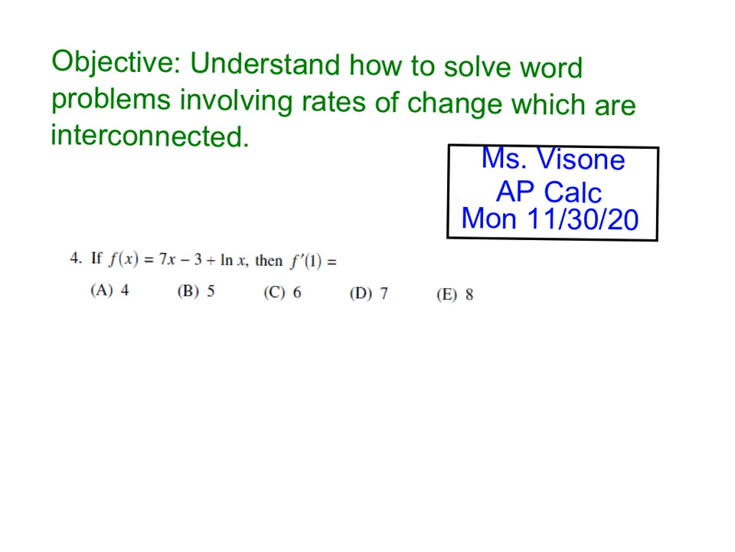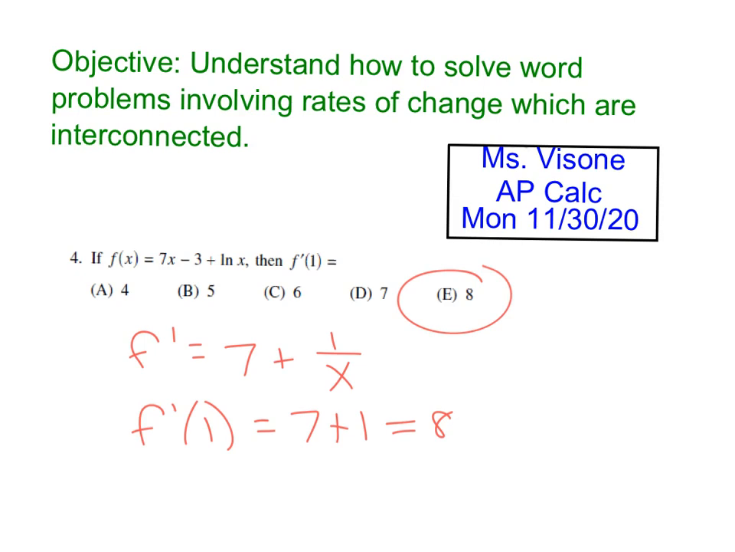Okay, so pause and do the do now. All right, so f prime equals 7 plus 1 over x, plug in 1, and we get 7 plus 1, so we get 8e. That's it.